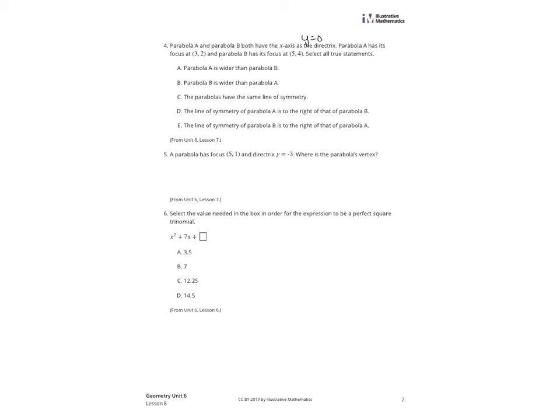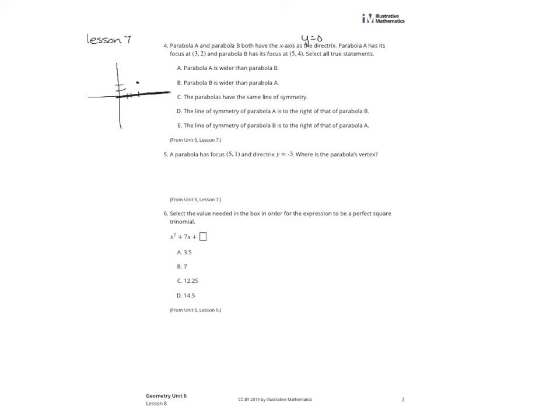So it might be kind of good to take a look at what these parabolas might look like. So this is going back to lesson 7, when I was talking about the graphs of these guys, the parabolas. So let's do parabola A for a moment. I know its focus is at 3, 2, so over 3 up 2. So here's its focus, and its directrix is the x-axis, so this is the directrix.